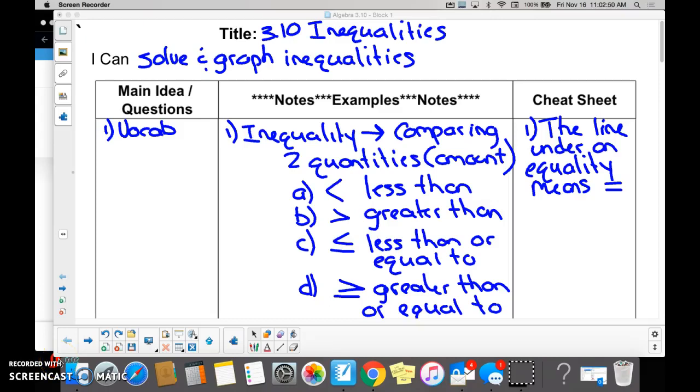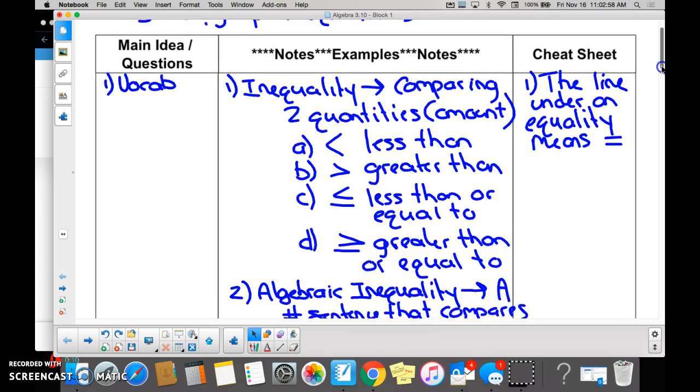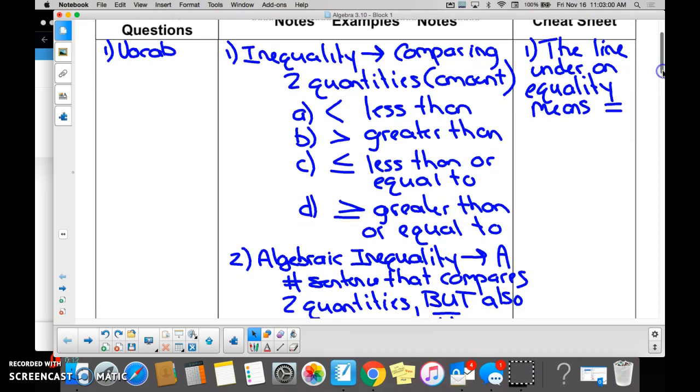3.10 Inequalities. I can solve and graph inequalities. Can you guys solve and graph inequalities now? Yes. All right. An inequality would be comparing two amounts or two quantities. You guys are familiar with these symbols?